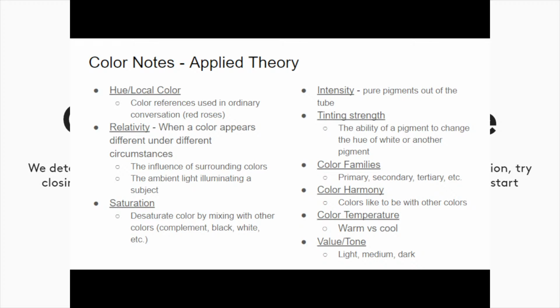Value and tone, that's light, medium, and dark. Now, out of the tube, some colors on the color wheel are inherently lighter in value than others. Yellow is very light in value, but the blues and the violets are very dark in value. We can adjust our values by adding a darker color to it, or by adding black, or we can create a tint, a lighter color, by mixing it with white or another lighter color.